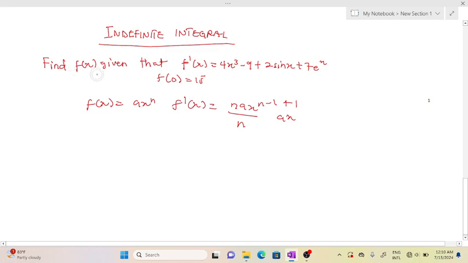Find f of x given that f prime of x is equal to 4x cubed minus 9 plus 2 sine x plus 7 e to the power x, where f of 0 is 15. So this problem is indefinite integral. This is because you have not been given the upper and the lower limit.